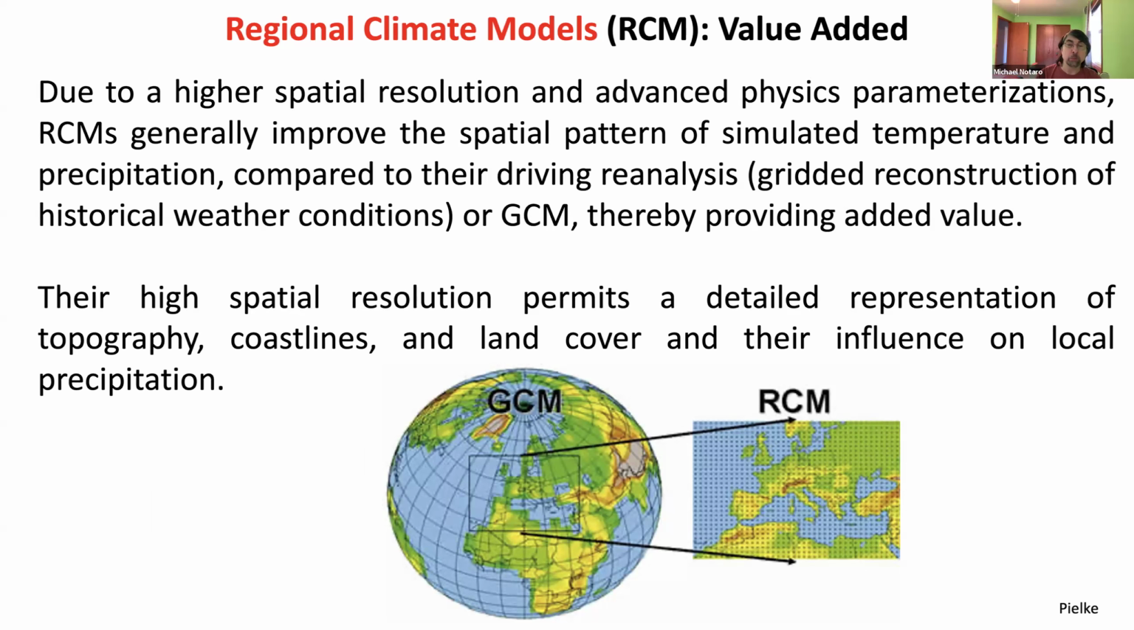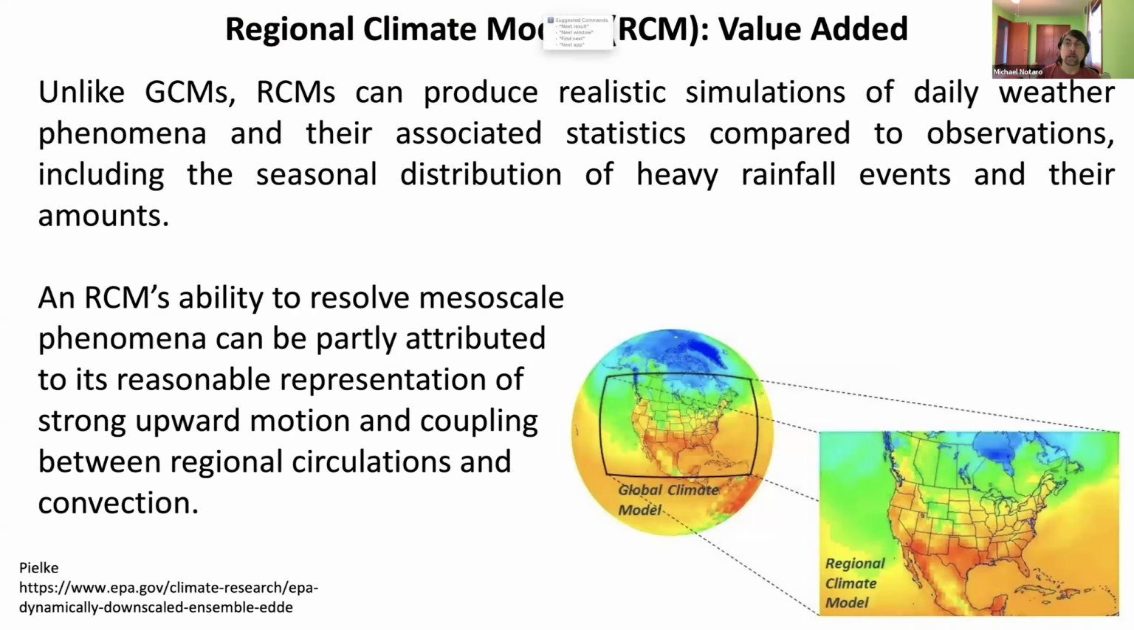With the higher resolution of a regional model, you can have more detailed representation of topography, coastlines, land cover, and their influences on precipitation. Potentially, you can also include a better representation of large lakes, such as the Great Lakes, if you want to look at lake atmosphere interactions. So next slide, please.